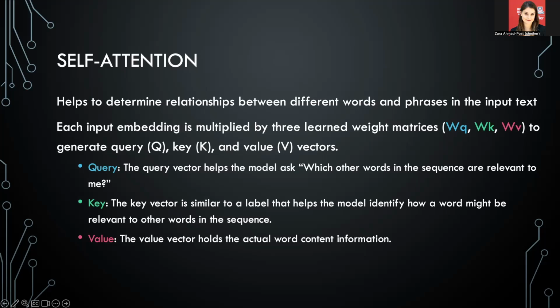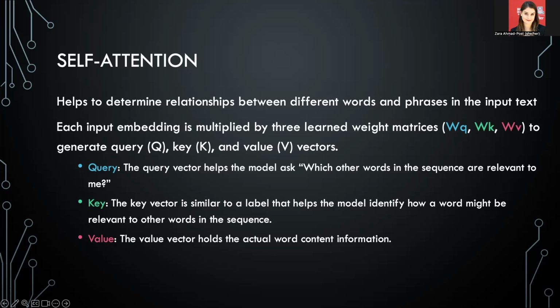So the query is the vector that helps the model ask which of the other words in the sequence are relevant to me. So if we have a query for, let's say, cat, the query vector is going to be like, okay, of all of these words, which one is the most relevant to cat? And then it kind of keeps going.